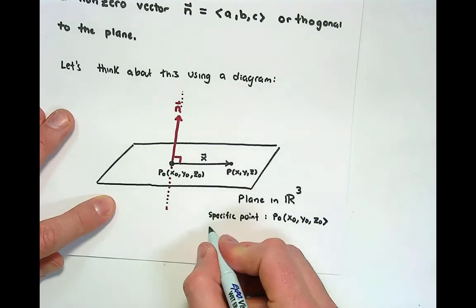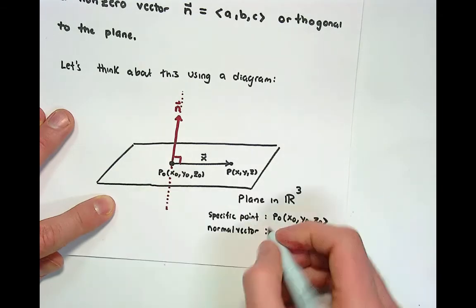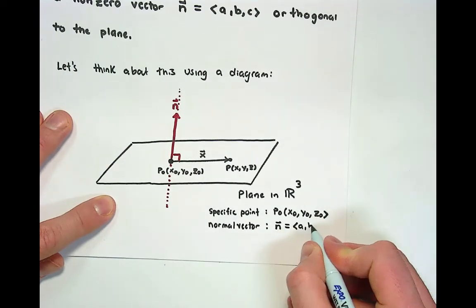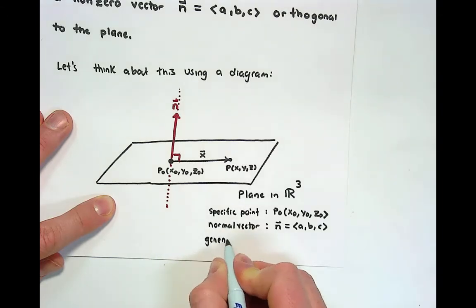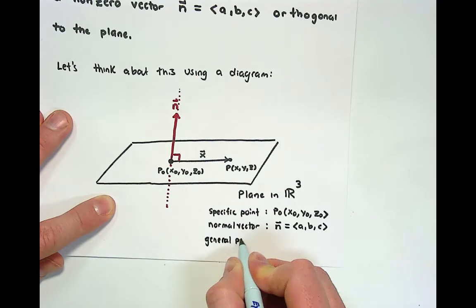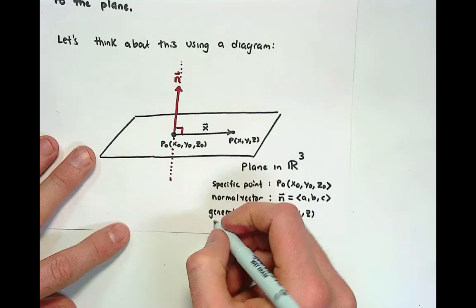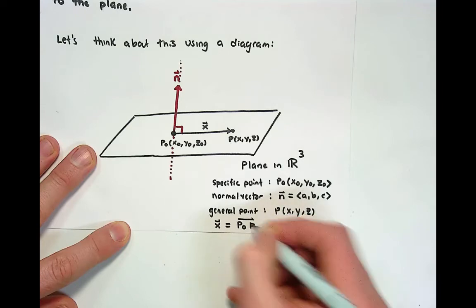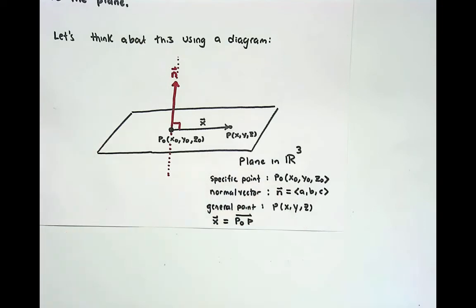And this is a point, not a vector. And then we have what we call a normal vector, and that's the thing orthogonal to any vector in the plane, and we'll call that n. And in this case, we would write n as three components a, b, c. And then we would have a general point, any point, general point on the plane, p of x, y, z. And then we would say that the vector x is the vector from p naught to p, and we want to choose p such that vector x is orthogonal to n. That's kind of the general diagram there.